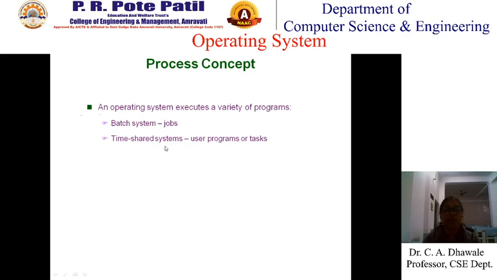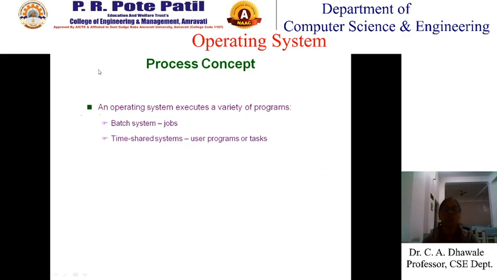In certain systems, every job or every task or every user program is allocated some fixed amount of time. Let's call it a time slice or time quantum, so that equal opportunity should be given to each and every program. Every program is given the fixed time.